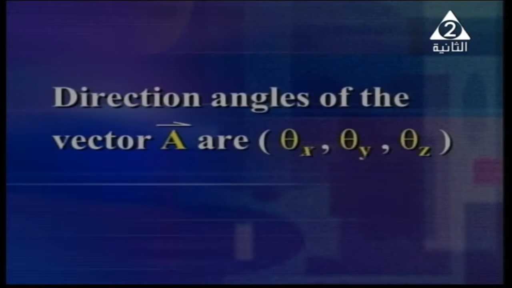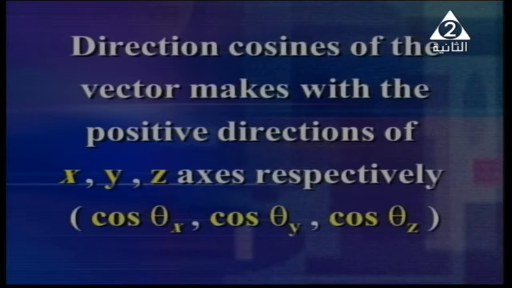Dear student, the direction angles of vector A in space are theta x, theta y, theta z. The direction cosines of this vector, made with the positive directions of the x, y, z axes respectively, are cosine theta x, cosine theta y, cosine theta z.